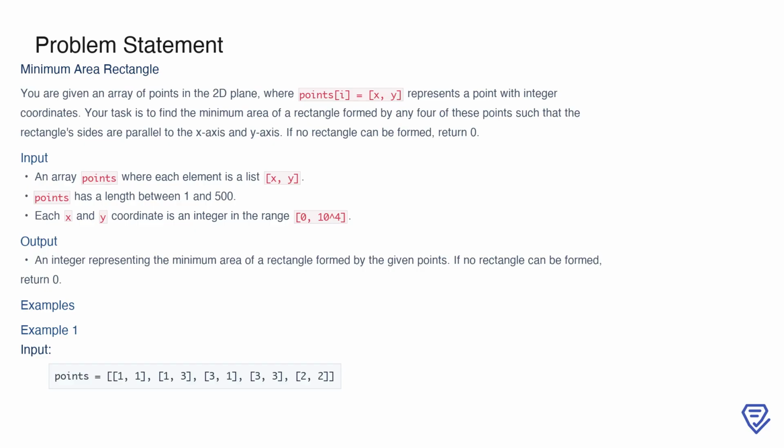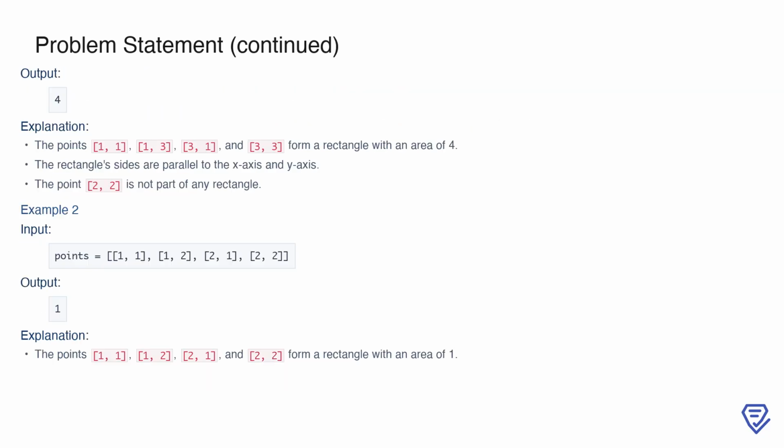For the input, the array points can have between 1 and 500 elements, and for each point, both the x and y coordinates are integers ranging from 0 to 10,000. The output will be a single integer, representing either the minimum area of the rectangle or 0 if no rectangle can be formed. Here's an example to understand the problem better.